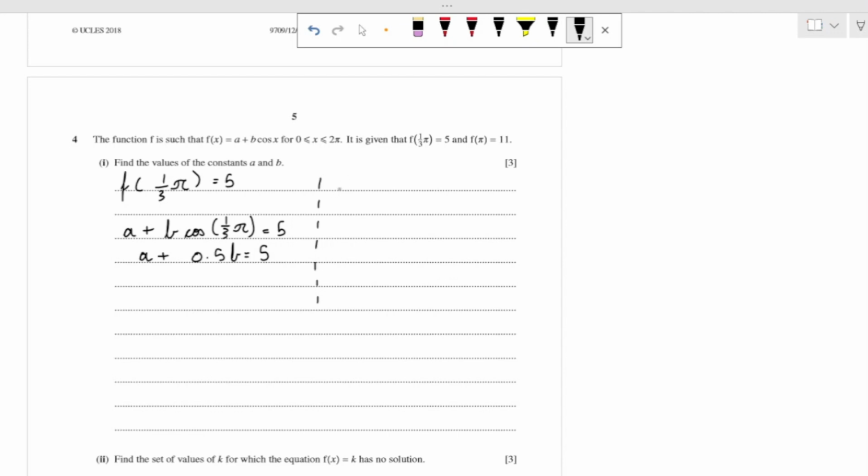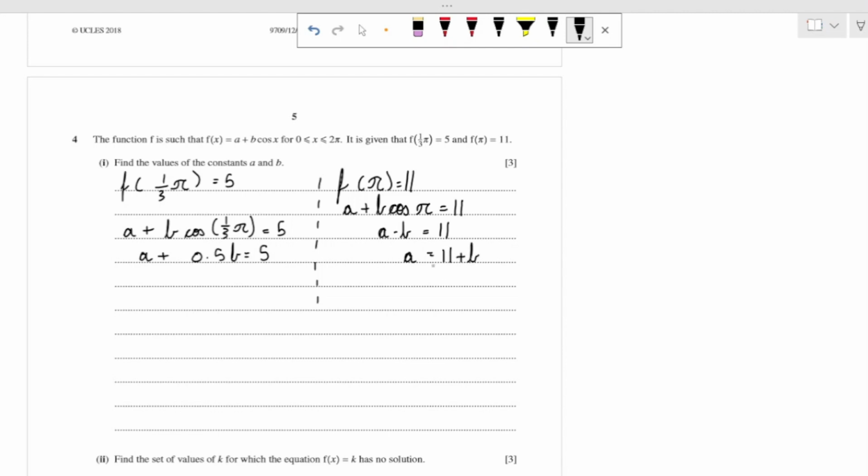Now for the second equation, which is f(π) = 11, we can again expand this. So we have a + b cos π = 11, and that leaves us with a − b = 11 when we simplify it. When we rearrange it, we get a = 11 + b.